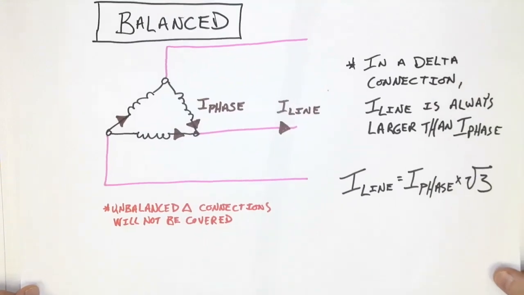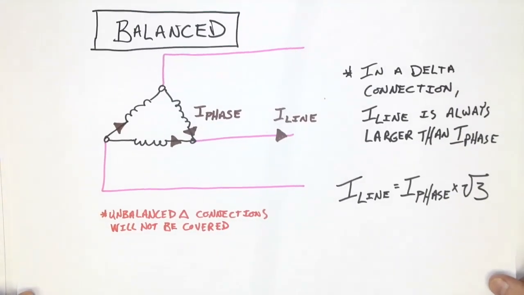The other thing that is going to make delta a little bit easier is that we are only ever going to work with a balanced system within the confines of this course. Now, balanced means that the impedance and the power factor of either the load or the coils that are generating the power are identical in every way.